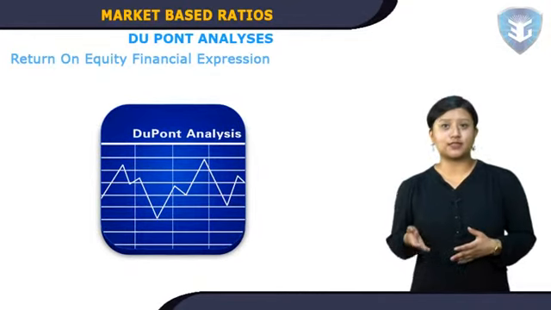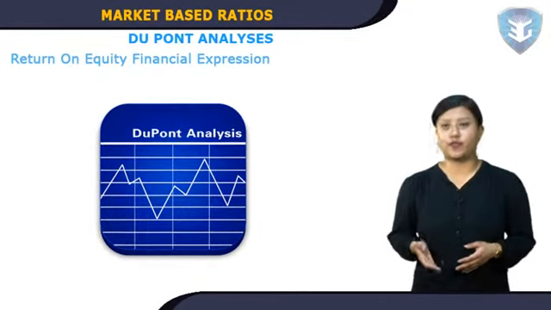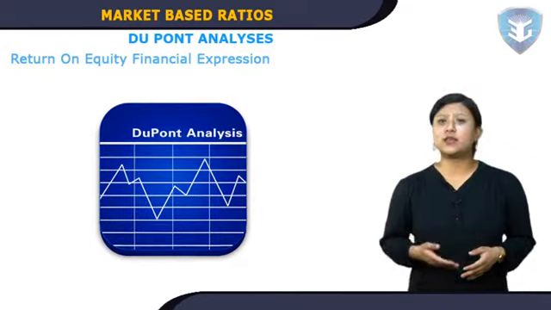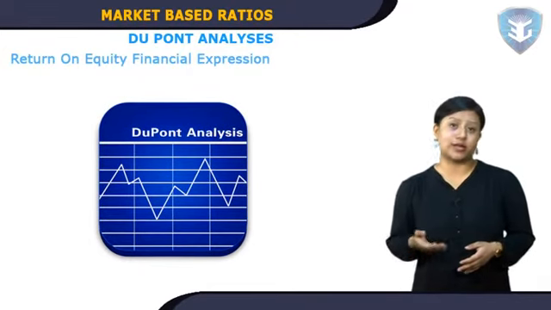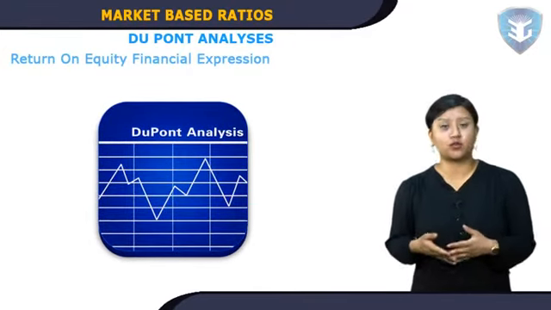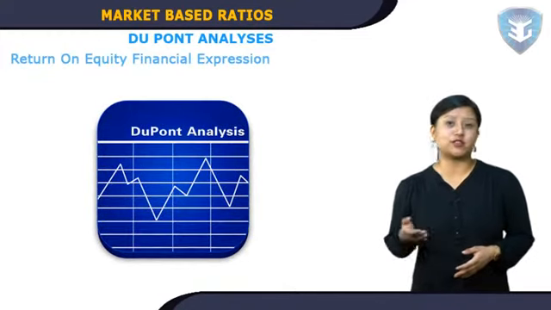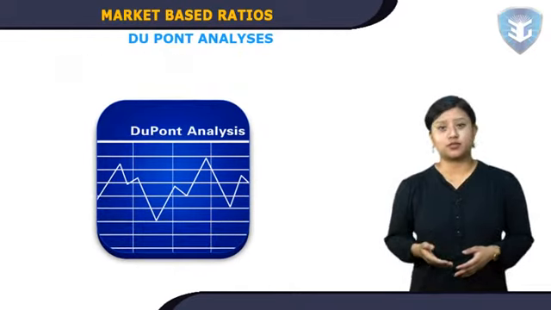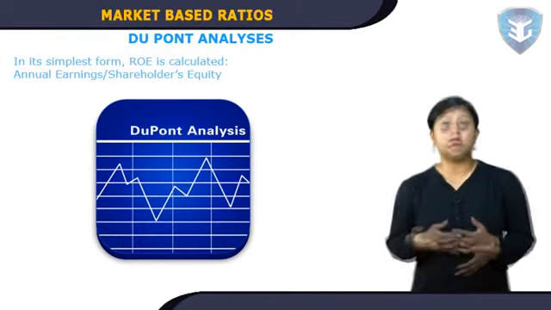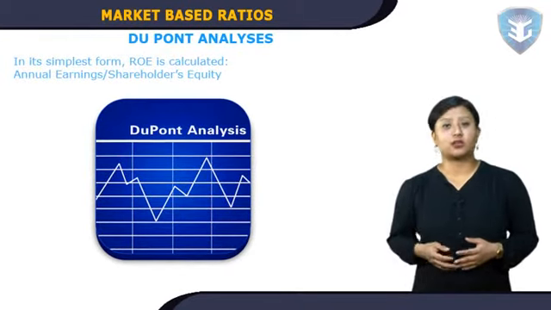Efficient use of assets is important for the profitability and the growth of any organization. One of the easiest ways to gauge whether a company is an asset creator or a cash user is to look at the return on equity (ROE) ratio. ROE is a strong measure of how well management is creating value for shareholders. In its simplest form, ROE is calculated as annual earnings divided by the shareholders' equity.